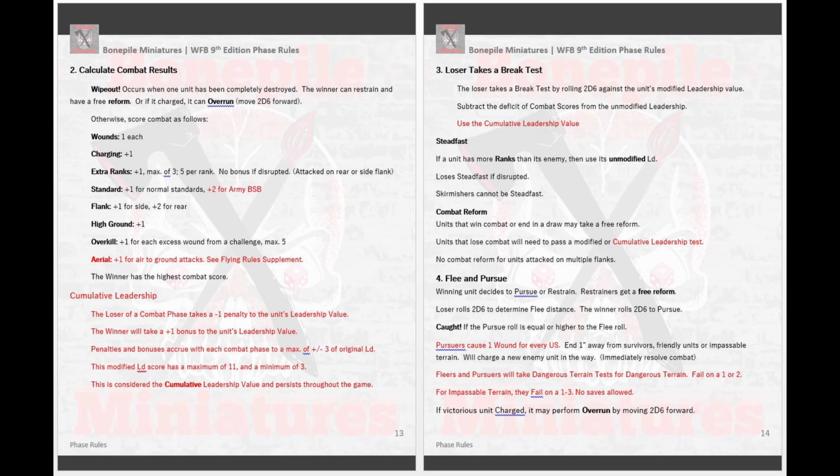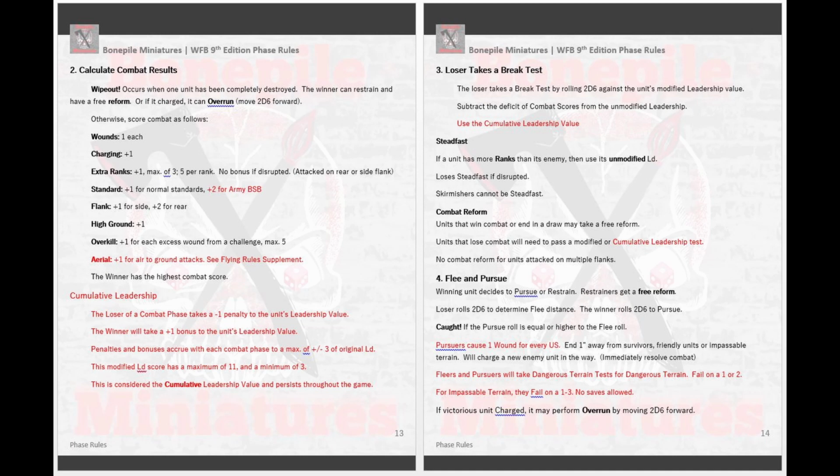Then after that, there's some more details about fleeing through dangerous terrain. And as I've already mentioned during the movement phase, we do force dangerous terrain checks for fleers. And our rules say that they fail dangerous terrain on a 1 or a 2. Normally fleers don't take dangerous terrain checks at all in the 8th edition, but we think it is more likely for units who are panicked to get injured in dangerous terrain than units that are not fleeing. And they also fail a dangerous terrain check in impassable terrain on a 1 to 3. And no saves allowed in impassable terrain.